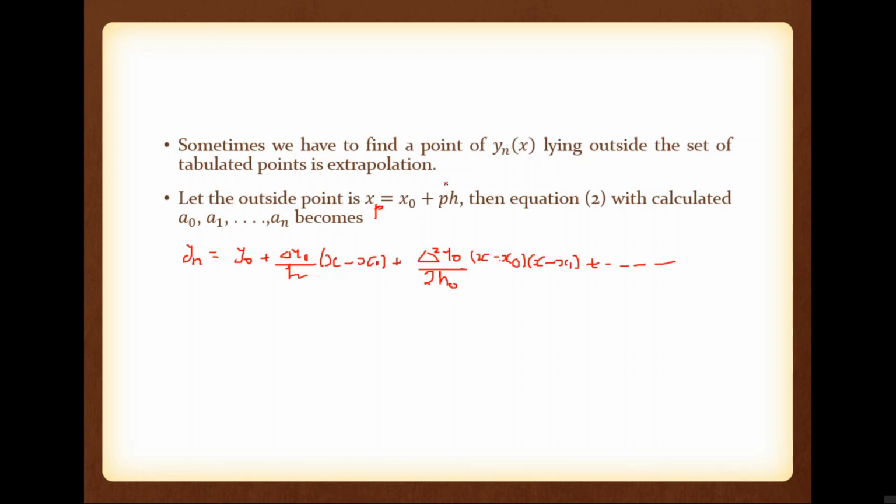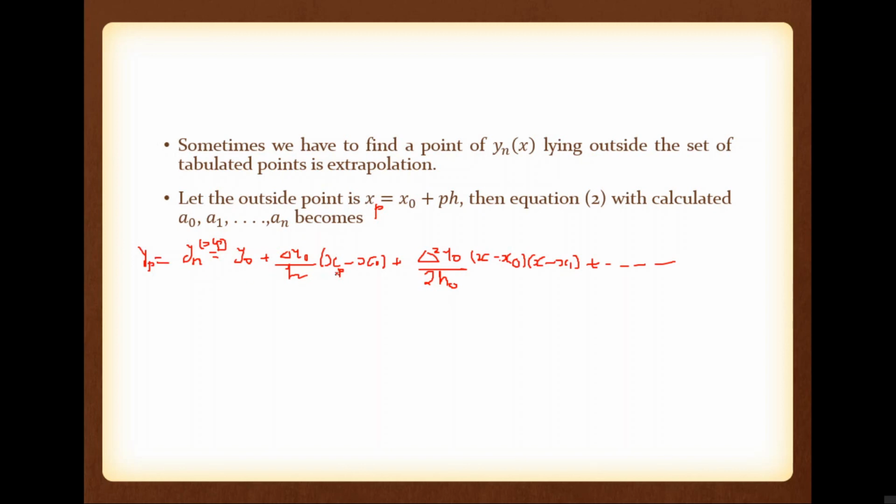Then at that point you can see that the extrapolation function itself will act as an interpolation function. You can see that later. For the time being, xp is equal to x0 plus ph. So replace x with xp. Please note, we are going to find yn of xp. That is yp, a new point we are going to find. yp is equal to yn of xp.